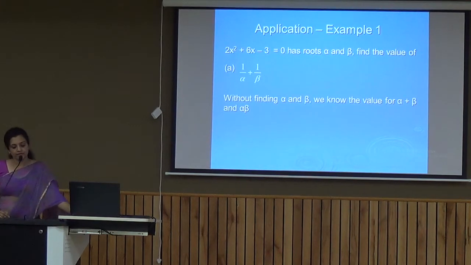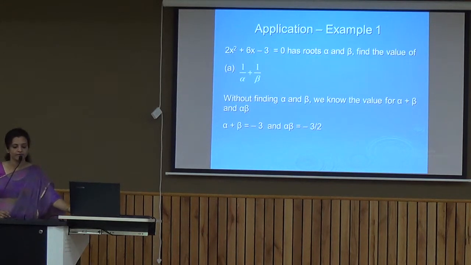Without finding alpha and beta, we know the value of alpha plus beta and alpha beta, right? What is alpha plus beta? Sum of roots. What is alpha beta? Product of roots. Now compare. Sum of roots is minus b by a. What is b here? 6. What is a? 2. What is c? Minus 3. So minus b by a is going to be minus 6 by 2, which is minus 3. What is alpha beta? c by a. That is minus 3 by 2.